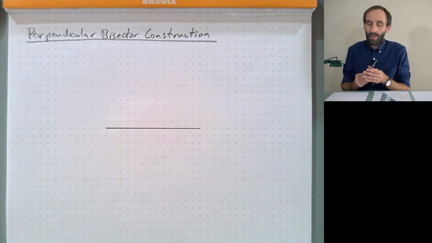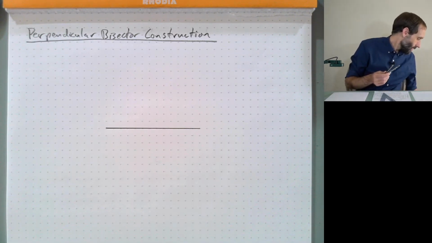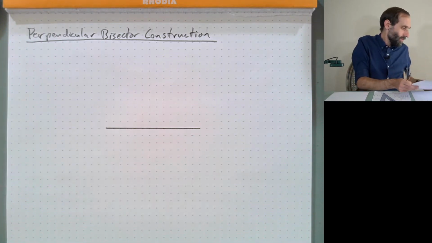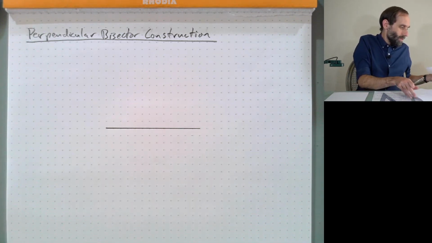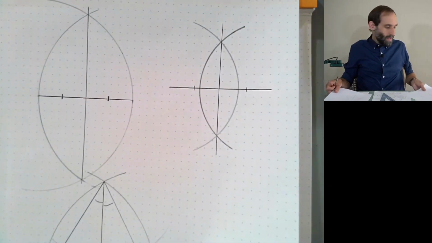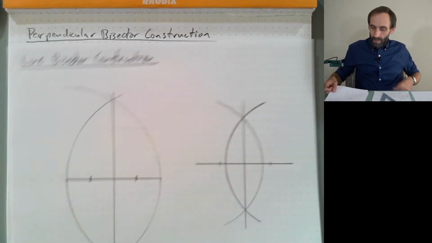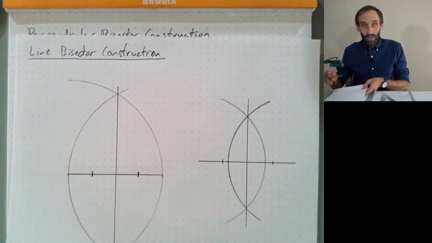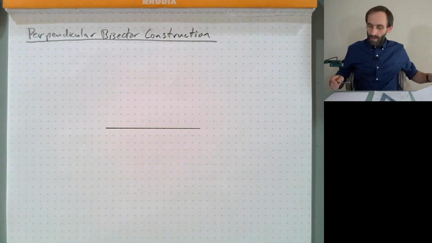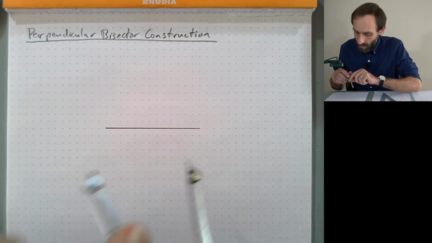All right, welcome back. So it turns out that this construction is actually the same as the previous one. Let me find it a second here. So this line bisector is also a perpendicular bisector. But just in case you didn't see that video, let's do it really quickly here. I'm not going to do all three. I'm just going to do one.